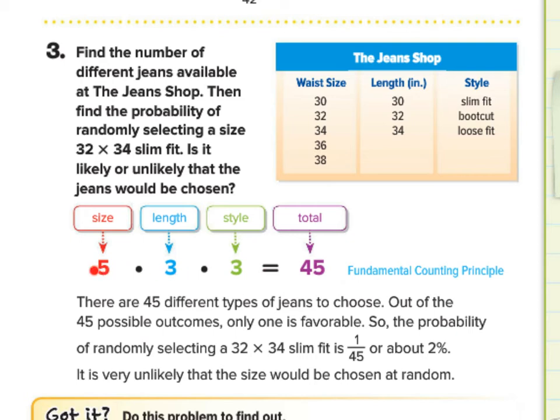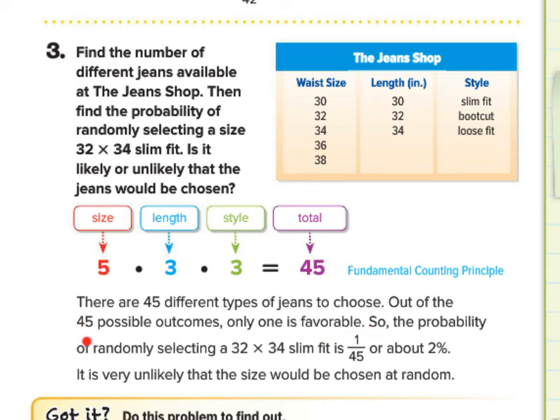Now, what is the question? Is it likely or unlikely that jeans would be chosen? So we're looking for the probability of randomly selecting a size 32 by 34 slim fit. We're looking for that combination. There are 45 possible different combinations, so there are 45 different types of jeans to choose. Out of the 45 possible outcomes, only one is favorable.